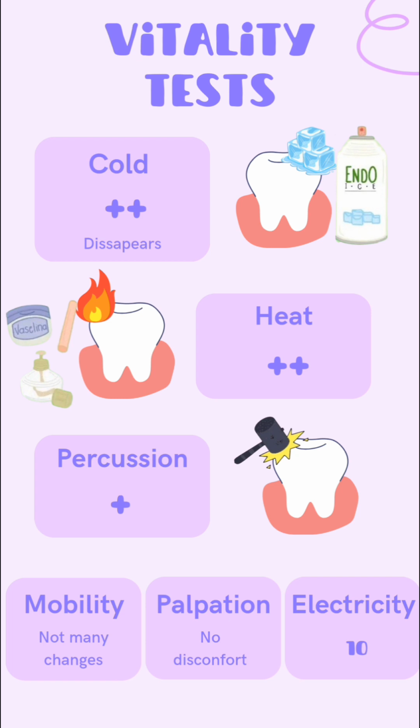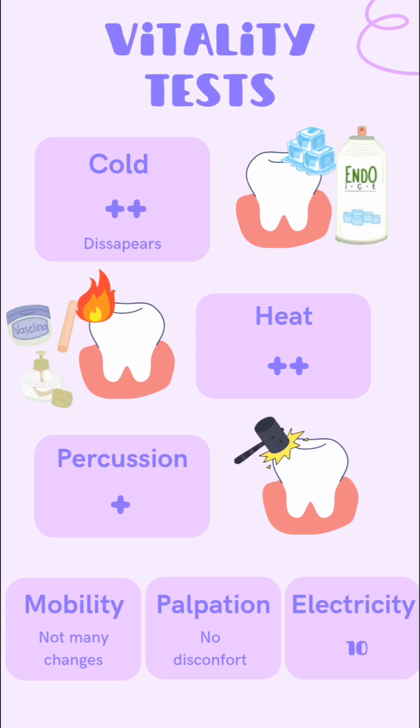This will vary depending on the cause. For example, if it is a reversible pulpitis caused by trauma, the ligament will also become inflamed and the patient will feel a slight pain. In mobility tests, there will not be many changes. If the cause affects the periodontal ligament, there could be a light degree of mobility.